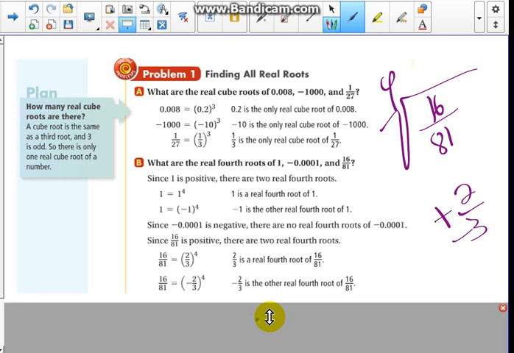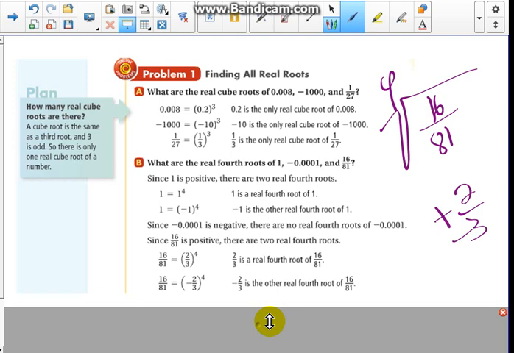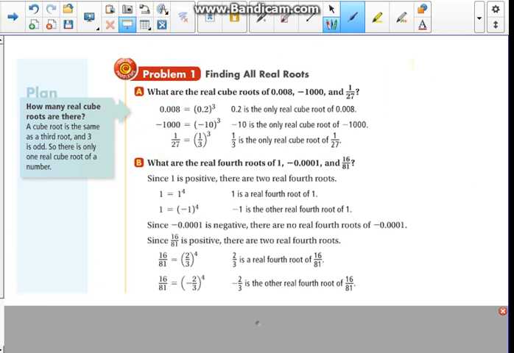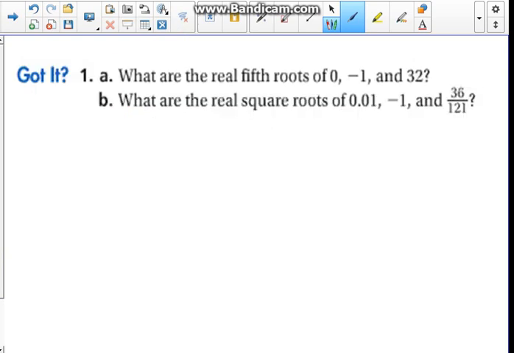So hopefully for the sake of the exercises, they'll be the smaller numbers, so you've got to get sharp with your multiplication tables if you're not already. Otherwise, this is going to give you fits. Here's our got it to reinforce our understanding. Pause if you want to work this.